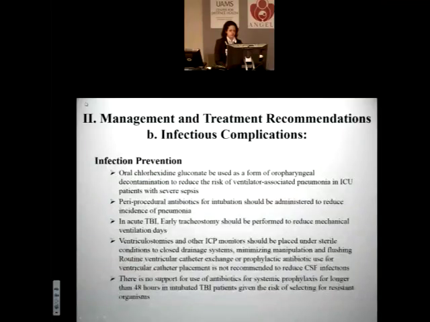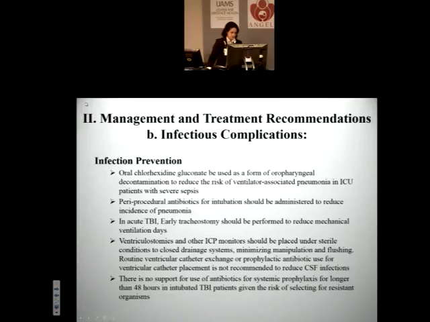Prevention, this pertains mostly to ventilated ICU traumatic brain injury patients. The use of oral chlorhexidine has been recommended to prevent pneumonia, peri-procedural antibiotics for intubation, and early tracheostomy within the first 4 days to a week to reduce mechanical ventilation days. Ventriculostomies and intracranial pressure monitors should be placed under sterile conditions and left to drainage without being exchanged frequently. And furthermore, there's been no support for the use of antibiotics for prophylaxis for greater than 24 hours.